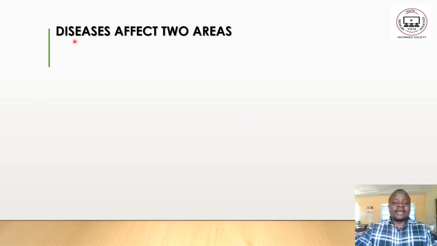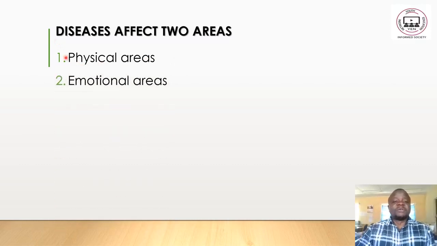Diseases affect 2 areas. There are 2 main areas that are affected by any given disease, and these are: 1, we have physical areas. Number 2, we have emotional areas. Emotional areas include diseases of the brain and other diseases that can affect the brain and the spinal cord. Generally, the physical areas could be the muscles, any part of the body. So those 2 things are areas that the disease affects.